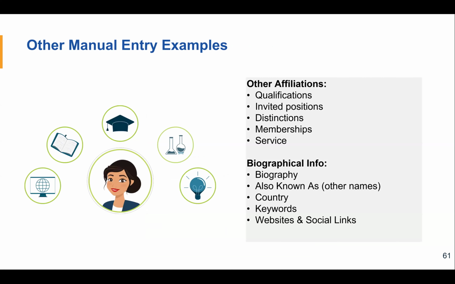Additional areas in the ORCID record where you can manually enter information include the affiliations or professional activities section, which is qualifications, invited positions, distinctions, memberships, and service, and the biographical information as well.